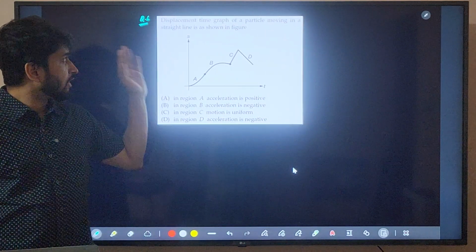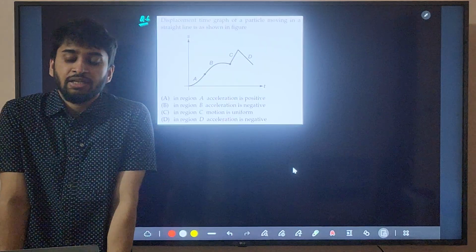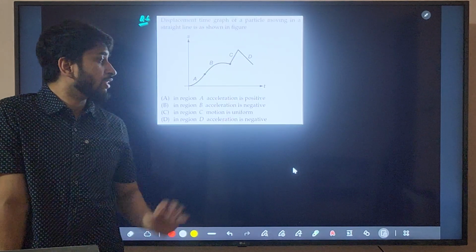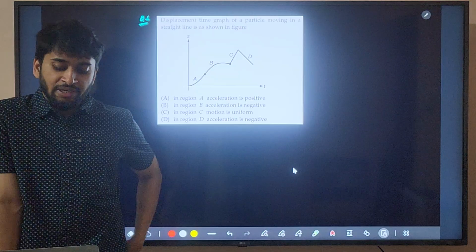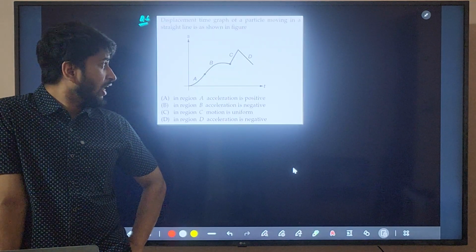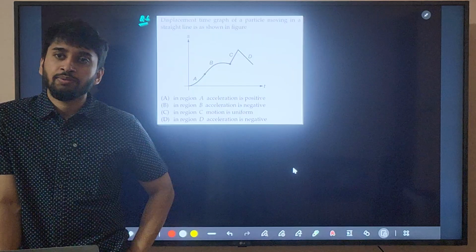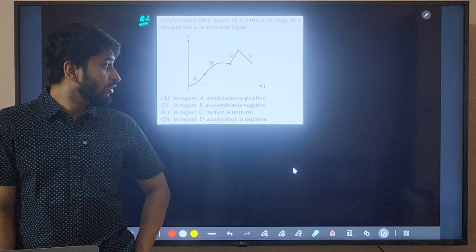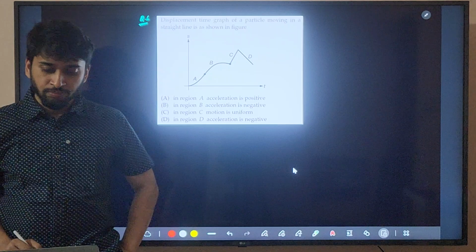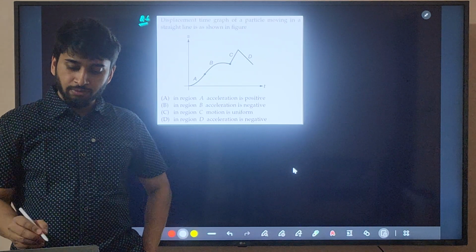The question says the displacement time graph of a particle moving in a straight line is as shown in the figure. So in this figure you have a displacement time graph, and based on the graph we have a few things that are being said. So we have to figure out which one is correct or which one is wrong, right? So let us see how to do that.